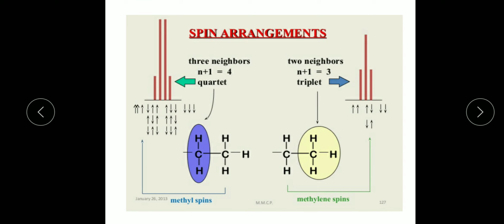So here if you see the signal for these protons, how will you calculate it? How many adjacent protons are there? 2. So 2 plus 1 you will get 3, that is a triplet. So the signal for these protons is a triplet, that is 1 is to 2 is to 1. So like this the splitting takes place.